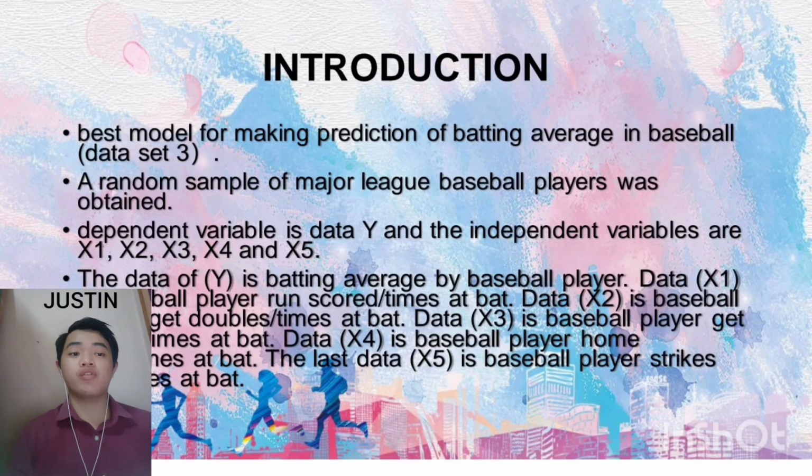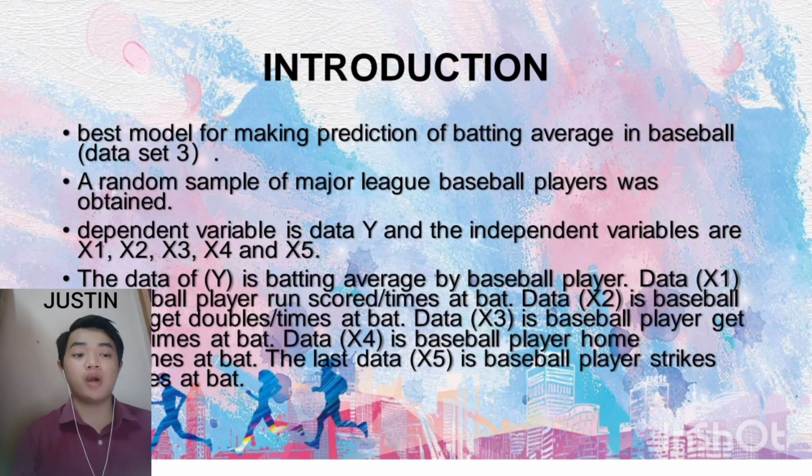In our group, we have to find out the best model for making predictions of batting average in baseball in dataset 3. We are using SLR and MLR. The SLR is simple linear regression analysis and MLR is multiple linear regression analysis. In this data, a random sample of Major League Baseball players was obtained. The dependent variable is y and the independent variables are x1, x2, x3, x4 and x5.